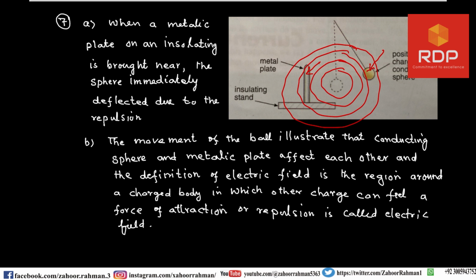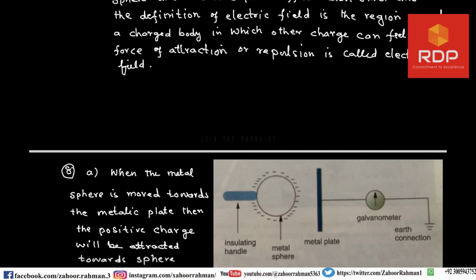So electric field in this context is showing that the electric field around the positively charged conducting sphere is such that the metallic plate is inside that field, and as a result they deflect each other.